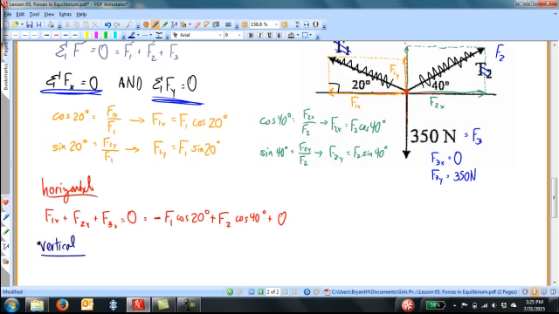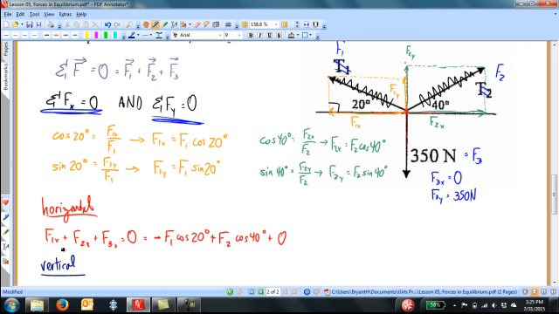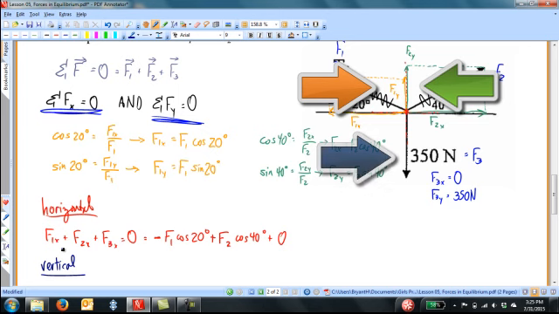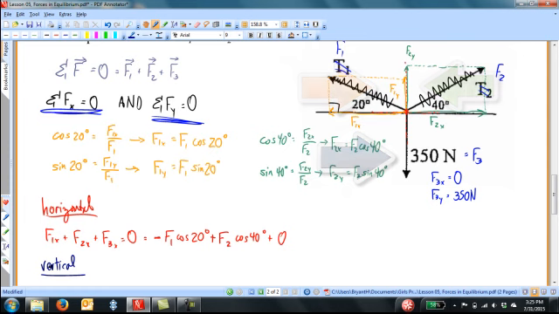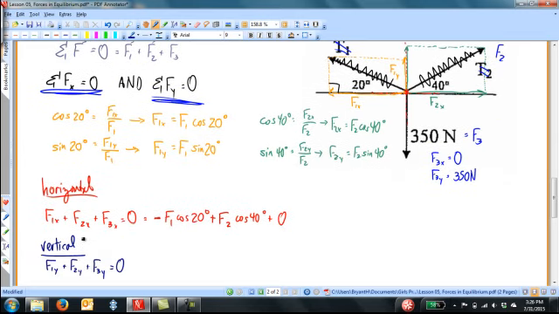The net force acting in the y direction equals 0. When I go back to my diagram, I see that the net force in the y direction has F1y acting upward, F2y acting upward, and F3y acting downward. The F1y and the F2y will have positive signs, but the F3y will have a negative sign. Let's write in the expressions. F1y is F1 times the sine of 20 degrees, plus F2y, because it's upward, F2 times the sine of 40 degrees, plus F3y. But F3y is in the downward direction, so I have a negative 350 newtons. And all of that equals 0. I have two equations and two unknowns.